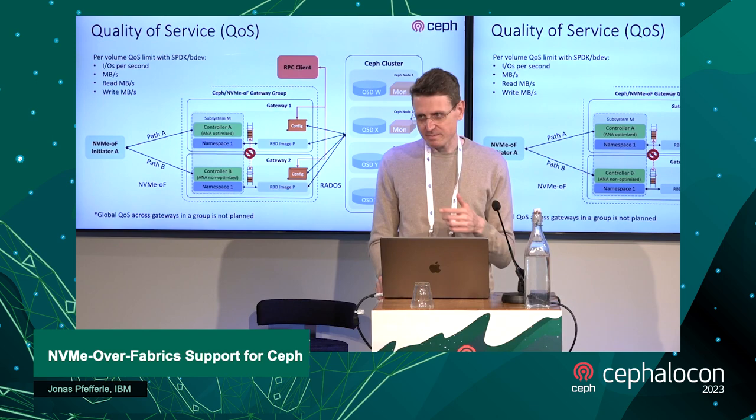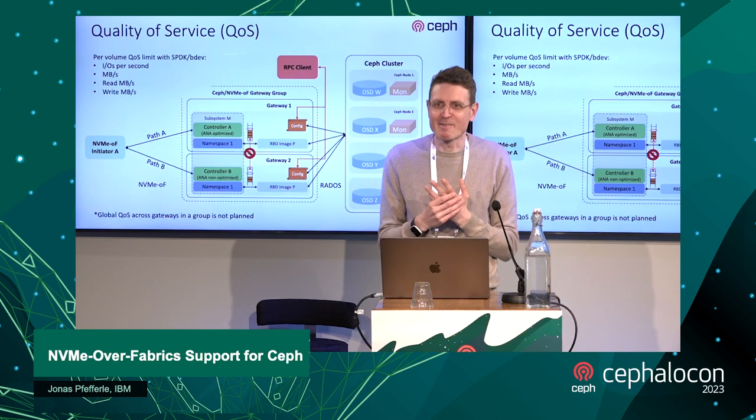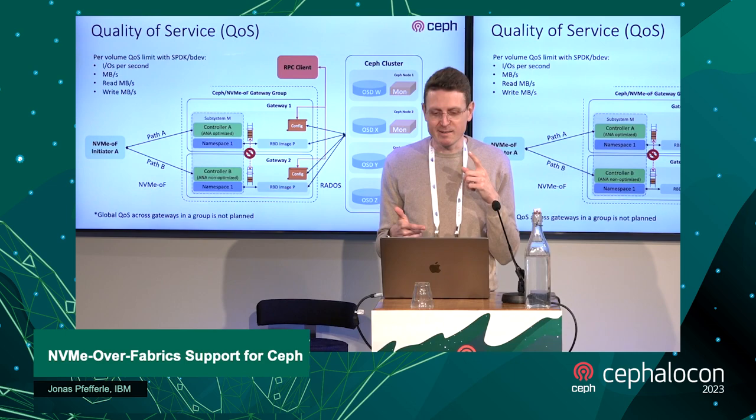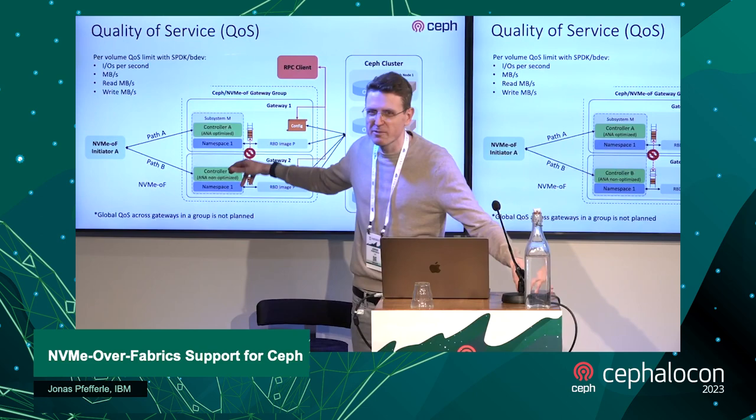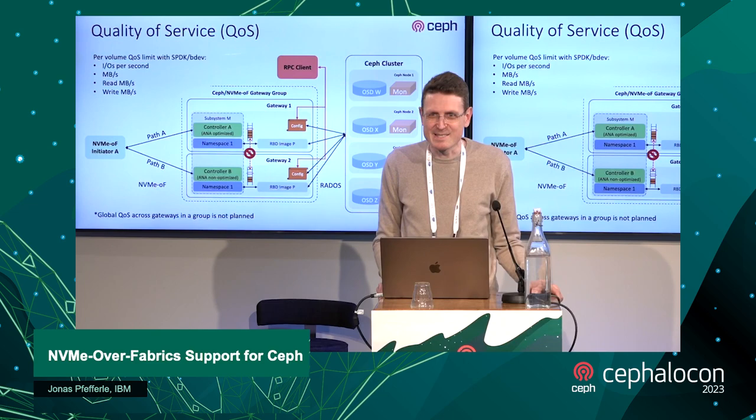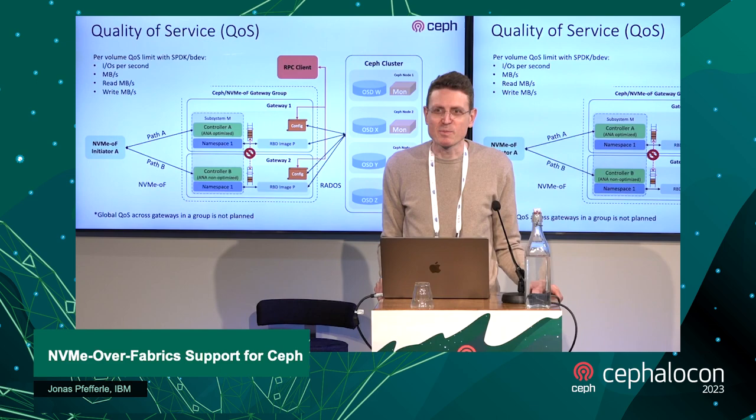But coming back to your question, how many? That depends on the configuration: how many subsystems you will create, how many initiators you will have, how many gateways in a group, because when you do multipathing, you typically connect to all of them. And then a gateway also needs resources. This is not for free. It's actually quite heavy to translate, especially if we're talking 100 or 200 gigabit or more. You need quite some CPU power to push this through, especially with NVMe over TCP.